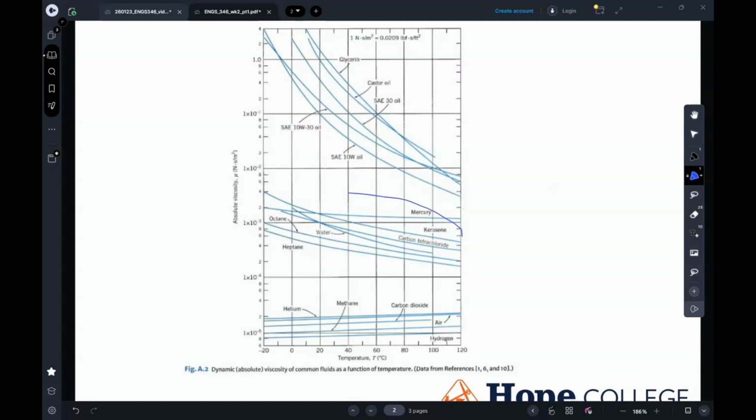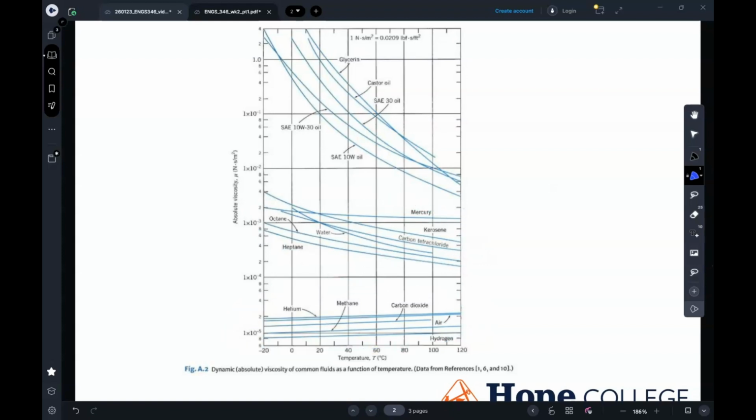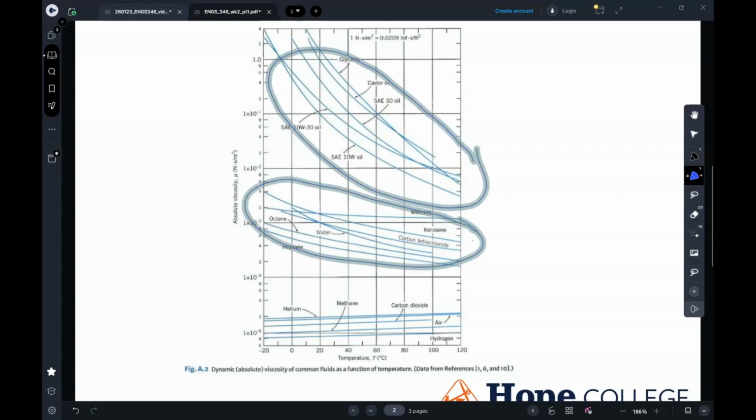A lot of things that we think of as thin liquids like water and octane and typical organic solvents are in this range here. And then down here, maybe 2 orders of magnitude lower, we see gases. Most gases have pretty similar, very low viscosity. They're very thin. What we think of as thin liquids fall in this range here, over the range of about an order of magnitude. And then these thick oils are up to a couple orders of magnitude thicker yet.